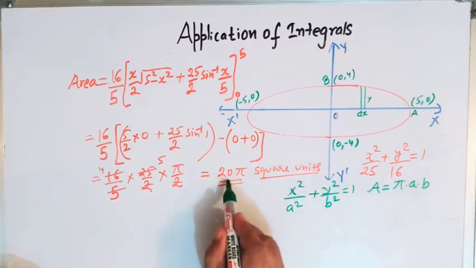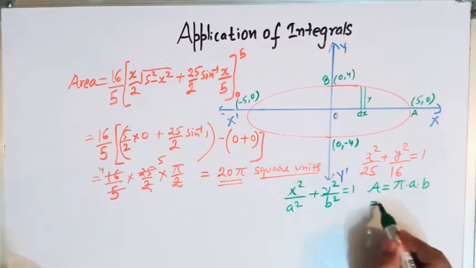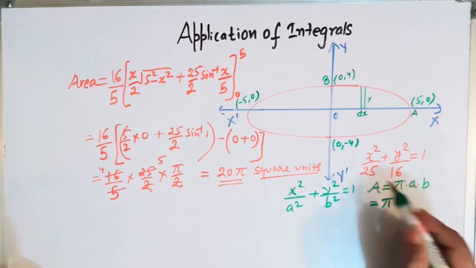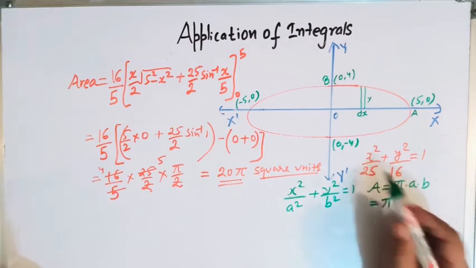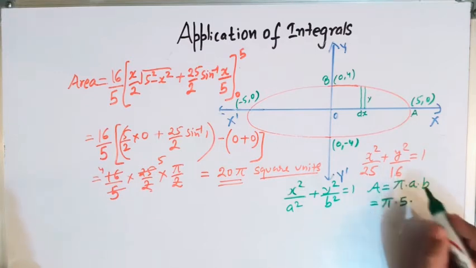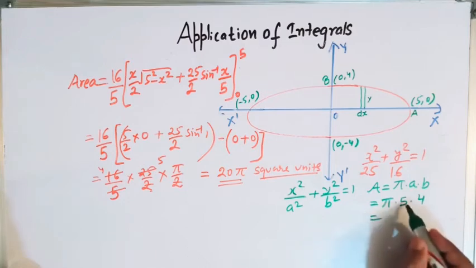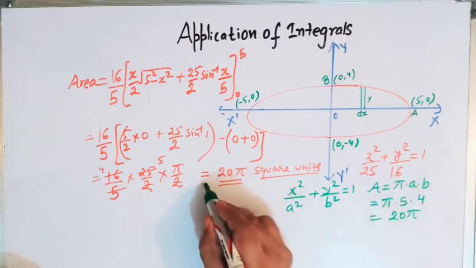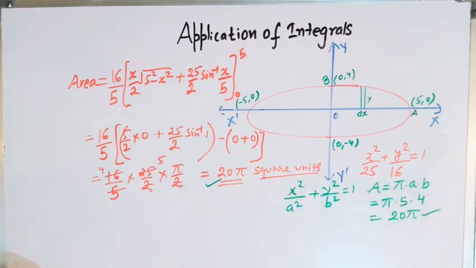So let us verify here. We have the area pi a b. What is a? From here we have obtained that the value of a was 5 and the value of b was 4. So 5 4s are 20, so this is 20 pi. And see, this area and this area are same.